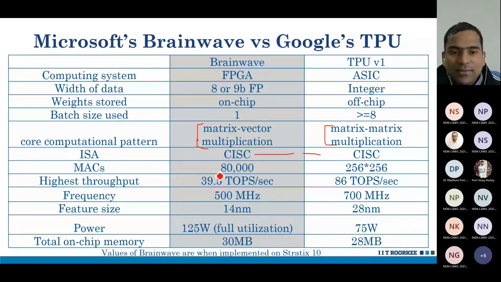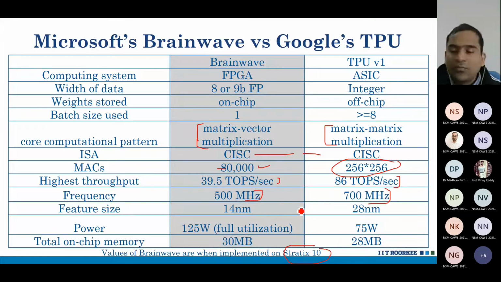Both of them use CISC. Here we saw already that we have this number of MACs in it. And here, how many MACs you will have depends on your FPGA. For example, these numbers are for Stratix 10. So here it has 80,000 MACs. For certain workloads, it got this much throughput, and here for certain workloads, it has this much throughput. Again, this number is not written on the wall. It depends on the workload. Here we have this frequency, here we have this frequency.